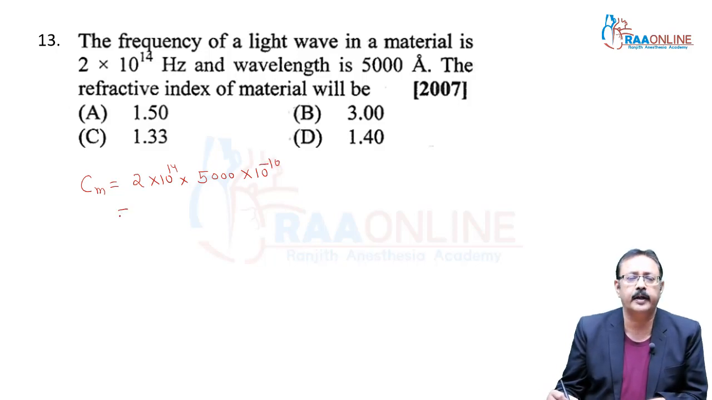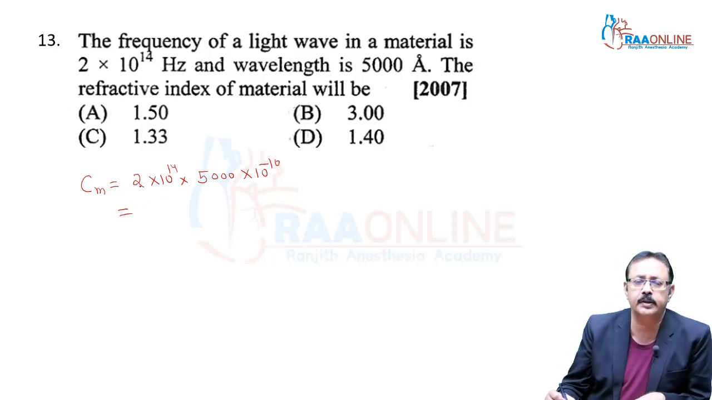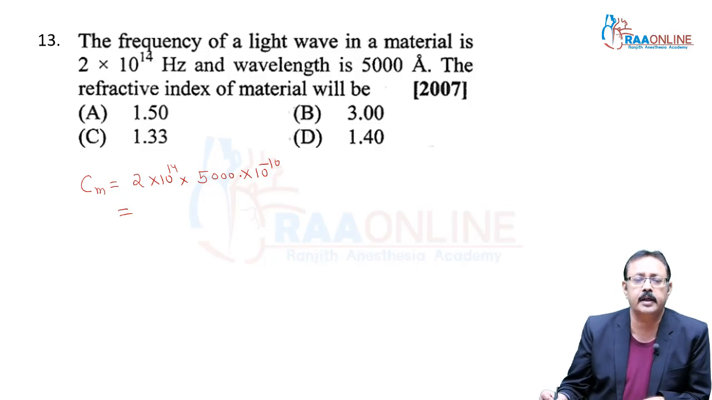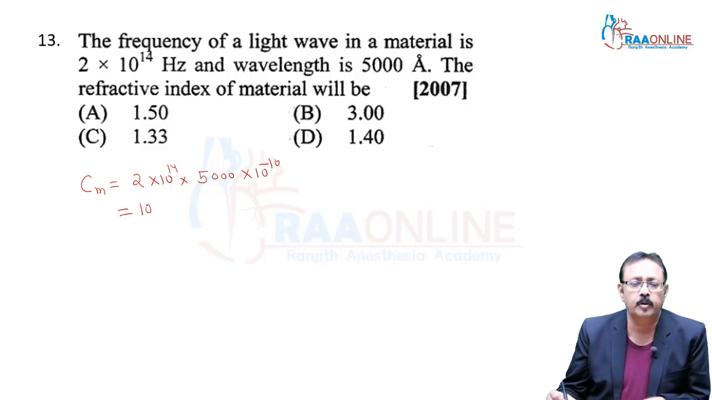So what are we getting? 5 into 2 is 10, and with 14, that is 10 to the power 15, and 10 to the power 3 gives 18. So 18 minus 10, 10 to the power 8 meter per second.